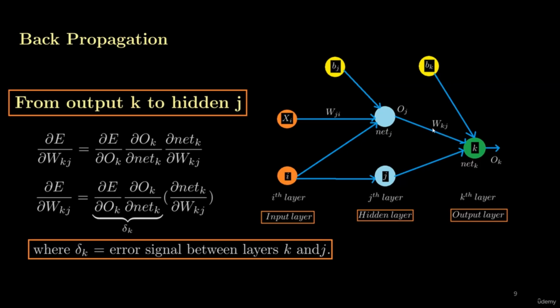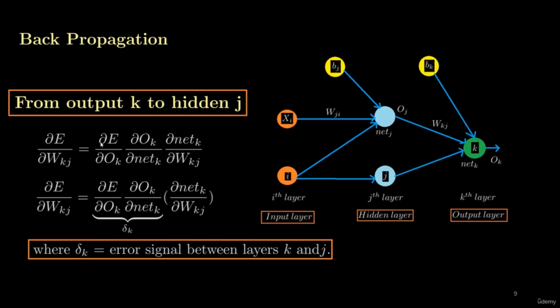This wkj is our parameter which we have to update in order to reduce the error. So in that case, if you see the equation, it has three terms. Why three terms? Because from error to wkj, we have three steps. From error to OK, then from OK to net k, then from net k to wkj.